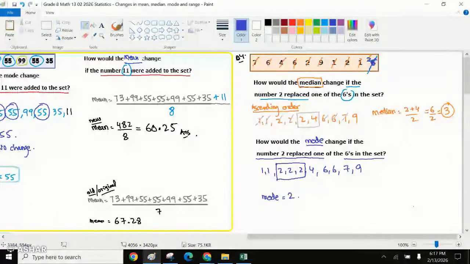But the range, if we want to see the range, will stay unchanged. Why? Because we are not changing the largest and the smallest number, so the range stays the same. Average obviously changed. Okay. Let's have a look at another example.